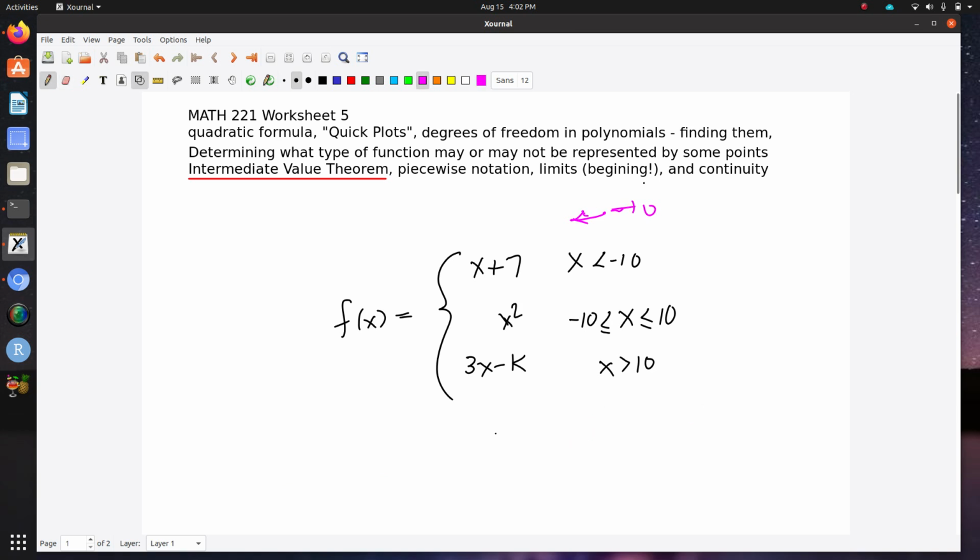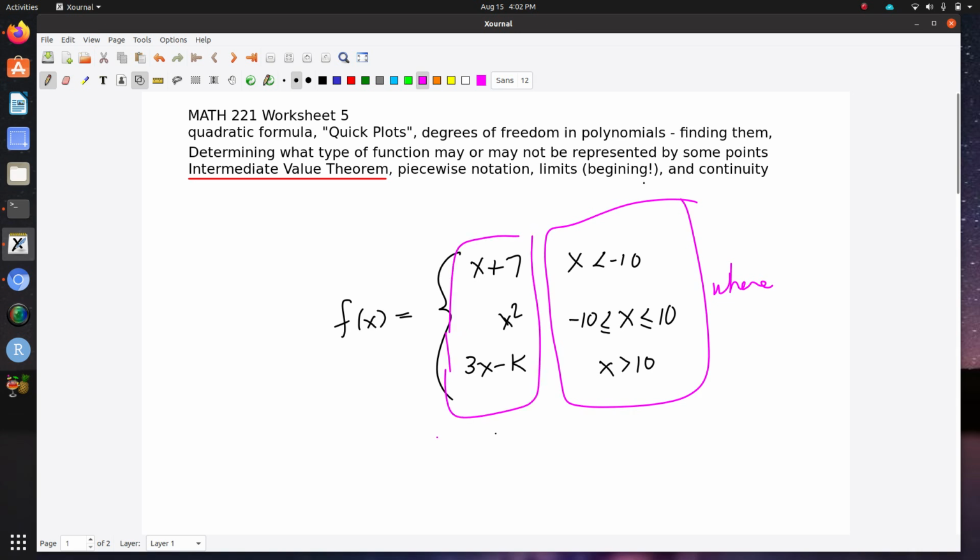So you just have to say, over here you say where, and then over here are the different pieces you define. And sometimes people say if or when or for all, they put other symbols in there. The one thing you've got to be careful of is this: if you're using a certain kind of inequality in the first one, make sure that it doesn't overlap with this one.